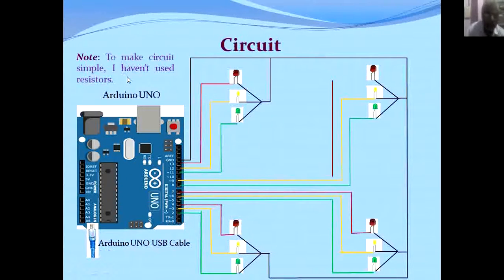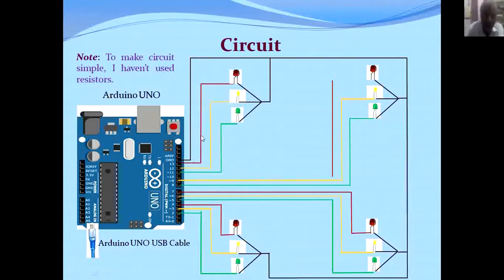To make the circuit simple, I haven't used a resistor, but in real life we use a resistor with this long pin. One resistor of 220 or 330 ohm is attached with this long pin, similarly for each LED. And this is the pin connection.